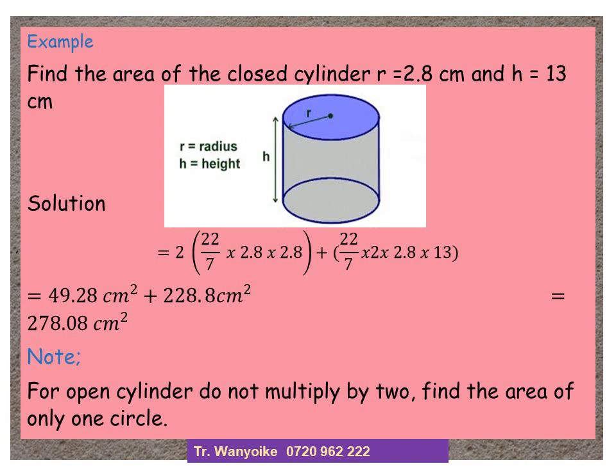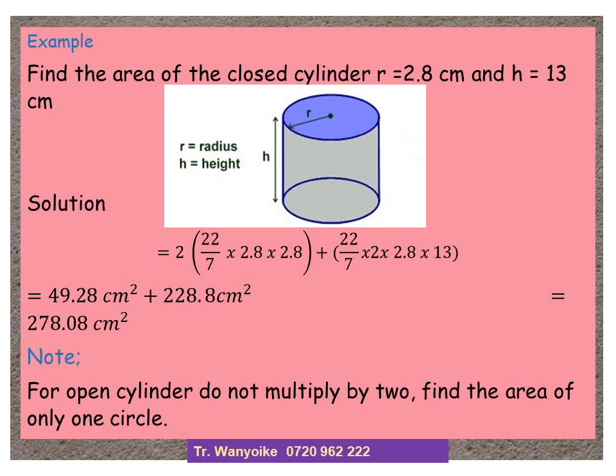So we have a rectangle and two circles. So we need to get the area of the two circles. That will be given by pi r squared, which is 22/7 times 2.8 times 2.8 times 2, because the circles are 2. And then we get the area of the rectangle.